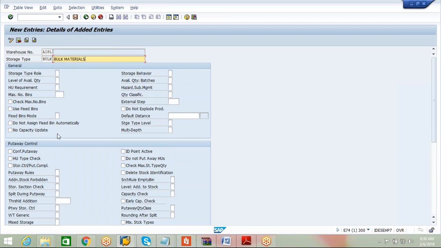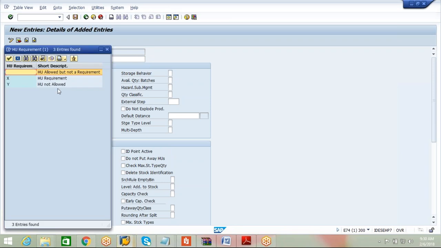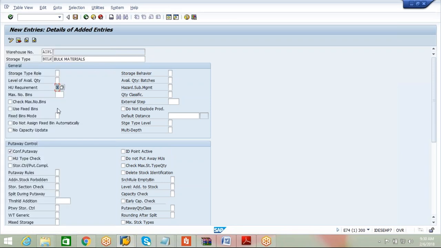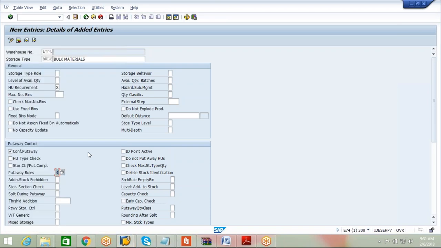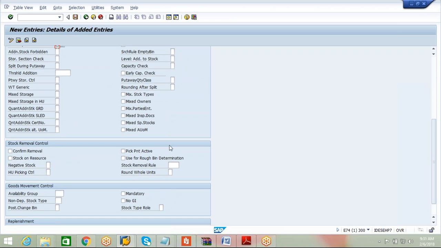Bulk materials, confirm put away, and only handling units I store here. HU requirement I am giving. Put away rule is general here, general storage. Okay, this thing, and confirm stock removal.